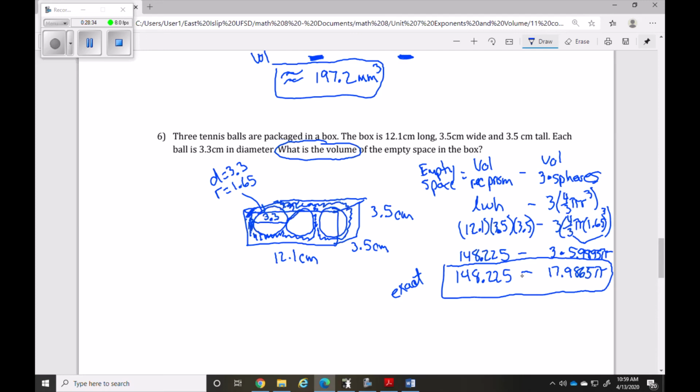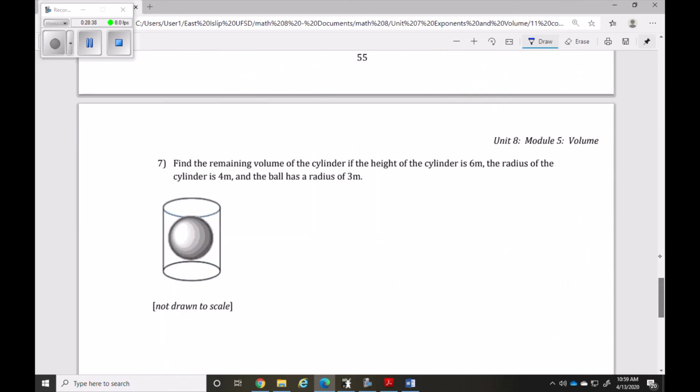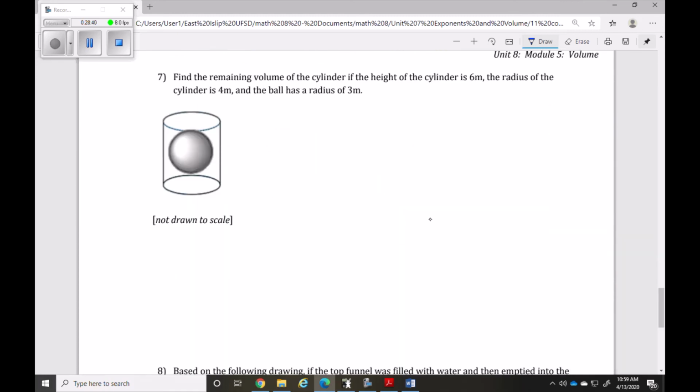And then on the last page, I'm just going to do the last problem with you. This is empty space again, so you'll be subtracting on number 7. Number 8. Based on the following drawing, if the top funnel was filled with water and then emptied into the bottom cone, what fraction of the bottom cone would be filled with water? So it makes sense that they're asking what fraction would be filled.